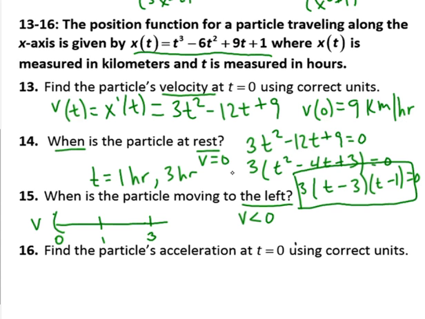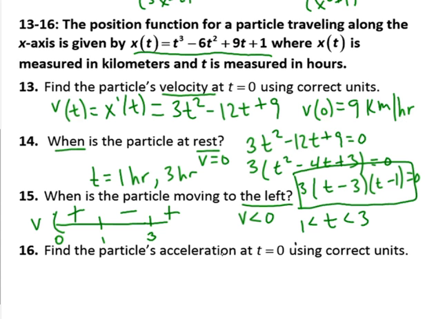So between 0 and 1, I would use 1/2. So if you plugged in 1/2 over here, 1/2 minus 3 is a negative. 1/2 minus 1 is a negative. So a negative times a negative is a positive value. So between 0 and 1, the velocity is positive. Between 1 and 3, I would use the value 2. So 2 minus 3 is a negative. 2 minus 1 is a positive. Negative times a positive is a negative. And then the last one is going to be positive. So using the sign chart, you can see that the particle is moving to the left, where the velocity is less than 0, and that is between time 1 and 3. Okay?